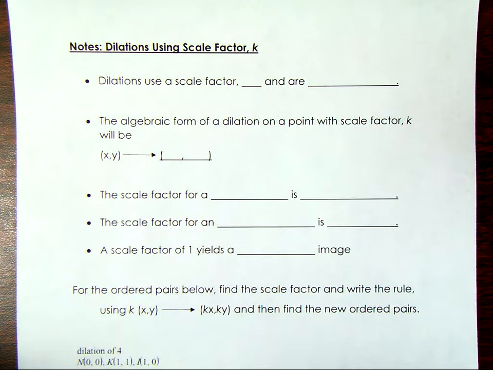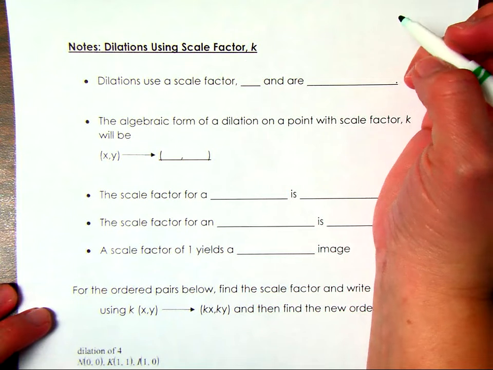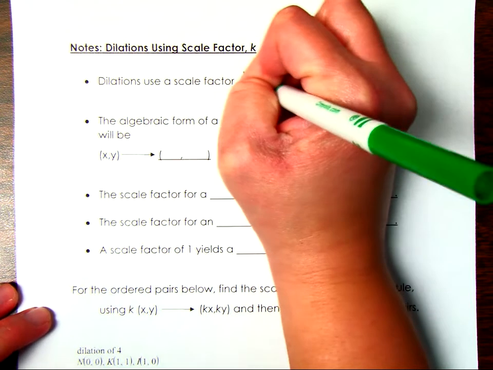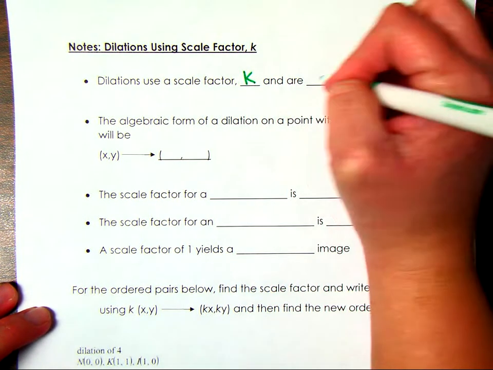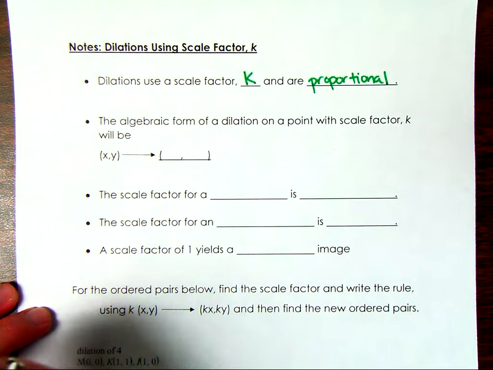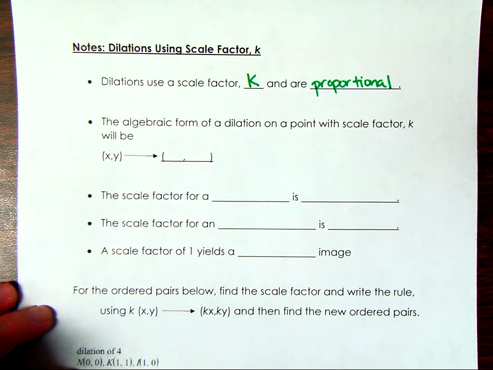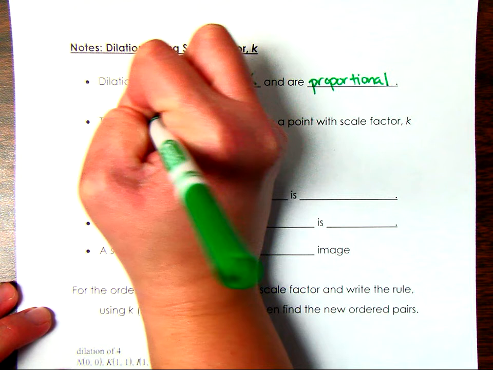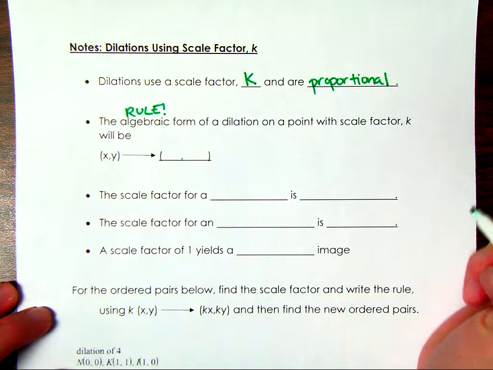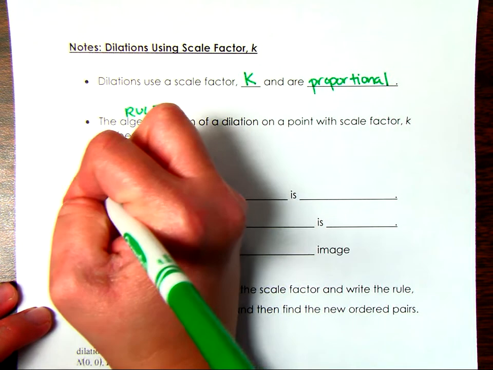Because technically speaking, with a similar figure, you could have a ratio of 1, but you're just producing the same exact picture. So remember, dilations use a scale factor, and we're going to use the letter K, and they are proportional. As we've already talked about, that means their ratios reduce down to the same thing. So the algebraic form, or we can call this the rule, of a dilation is on a point with a scale factor of K.